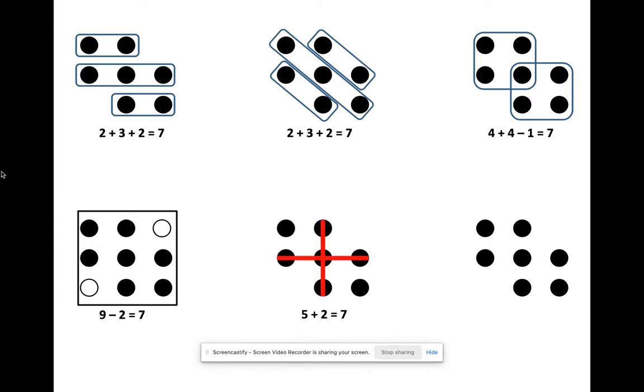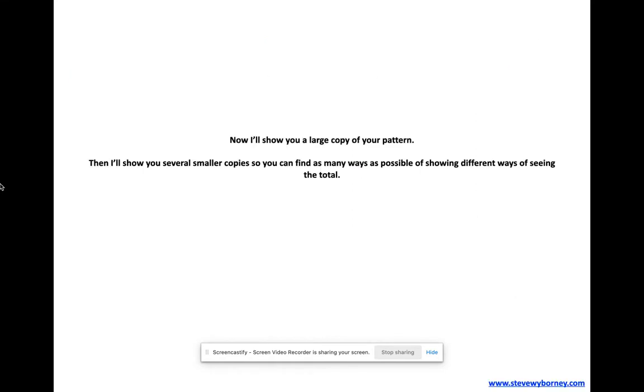Here, this person solved it by seeing the cross in the middle of 5. So they saw 3 down the middle and then 2 on each side and saw 5. And then they added the 2 extra dots on the side to get 7. And here they counted, they saw the rows of 3 and saw their doubles. 3 plus 3 plus 1 equals 7.